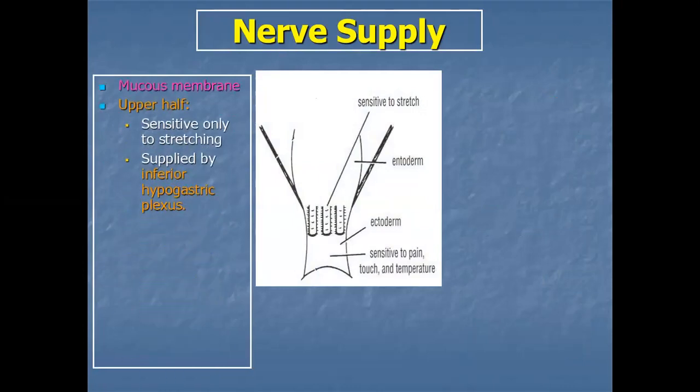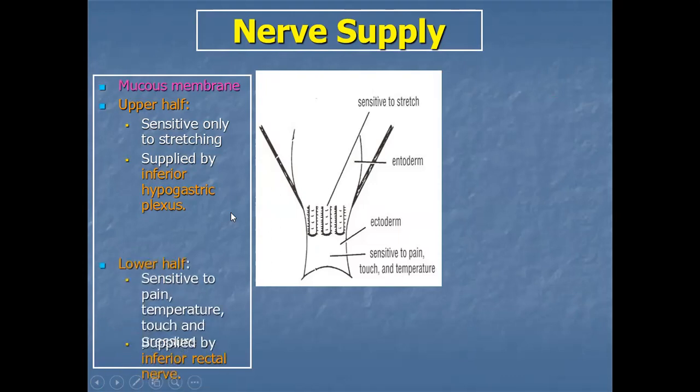Above, it is mucus lined, as you know, it is lined by mucous membrane, and the upper half is sensitive only to stretch and supplied by the inferior hypogastric plexus. So here the stretch reflexes are present. Whenever there is feces, then you feel like defecating because of the stretch receptors.